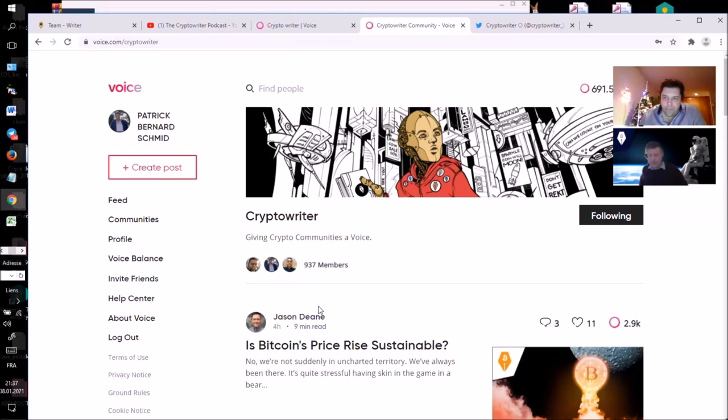We hope in the future to have an EOS Writer community, an ETH Writer community, a Bitcoin Writer community. We're still working on this. We hope those will be open communities where Patrick can write, or anybody can write. And then the really good content, with those people's approval, can also come up and maybe get into our publication.